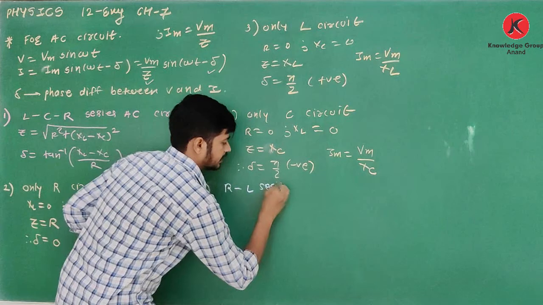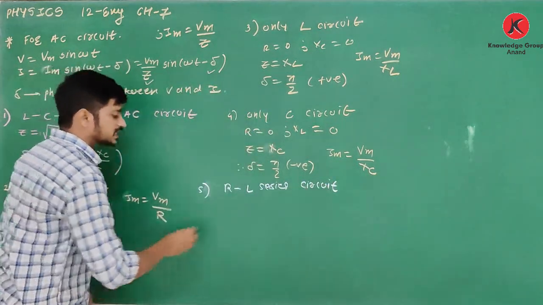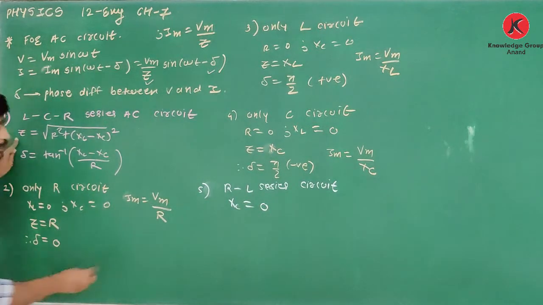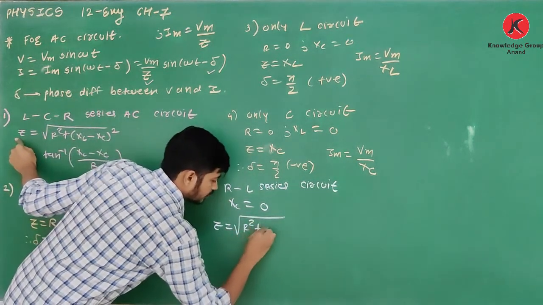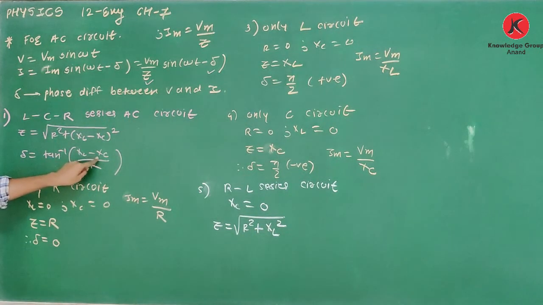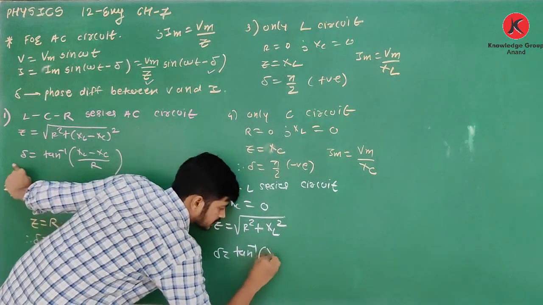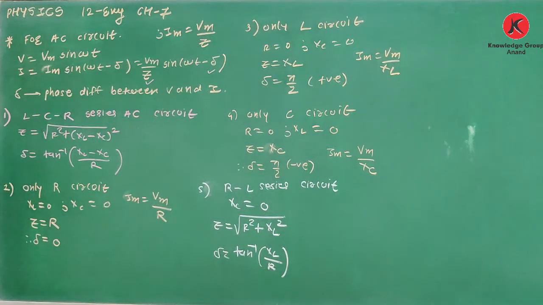That is number 5, the RL series circuit. In an RL series circuit, XC is equal to 0. So in the equation of impedance, if you put XC equal to 0, then Z is equal to under root R squared plus XL squared, and delta is equal to tan inverse of XL upon R. Clear about this?